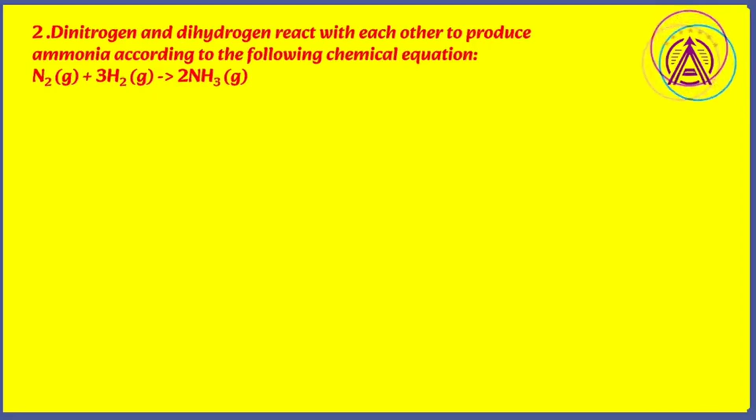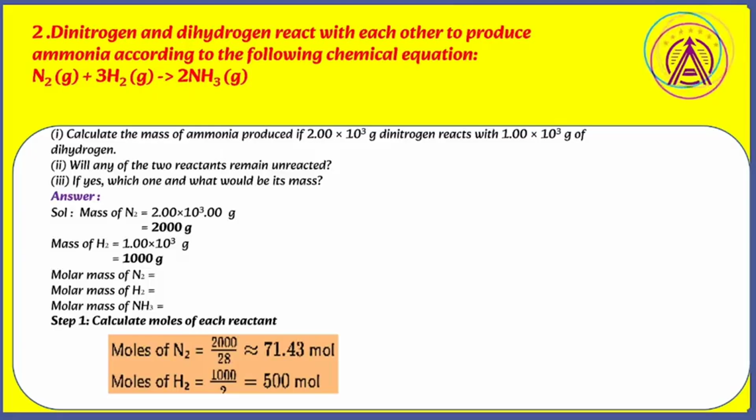So let's see what the question actually is. Calculate the mass of ammonia produced if you have 2 into 10 to the power 3 grams of dinitrogen reacting with 1 into 10 to the power 3 grams of dihydrogen. So what have they given? They have given you the mass of the reactants, and you have to calculate the mass of ammonia which is formed. It is very easy. Calculate the mole ratios, and from that you can calculate how much ammonia is formed.